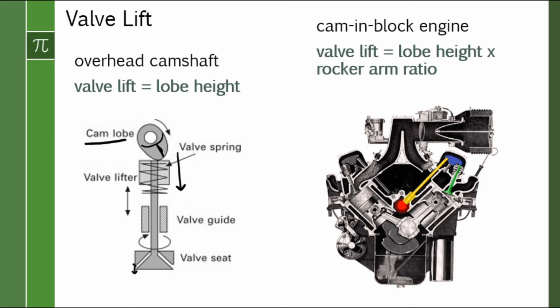But if you have an engine where you have a cam in block, where you're using a rocker arm and you're having that mechanical advantage, then you have to do a little more work. You have to find the lobe height or the lobe lift down here. And you have to find, sorry, what's a color that's going to show up on that? Maybe glitter down here. And then you're going to have to find the rocker arm ratio right here. And that's going to give you the valve lift. So let's see the math.